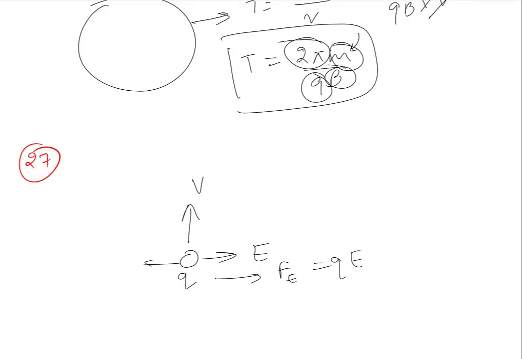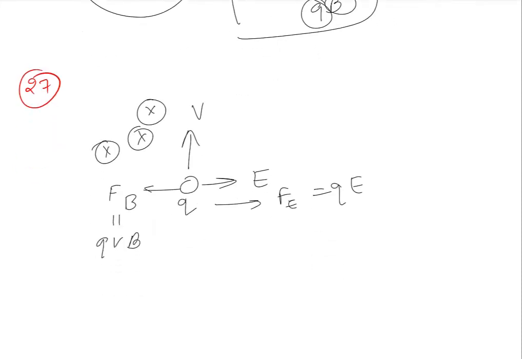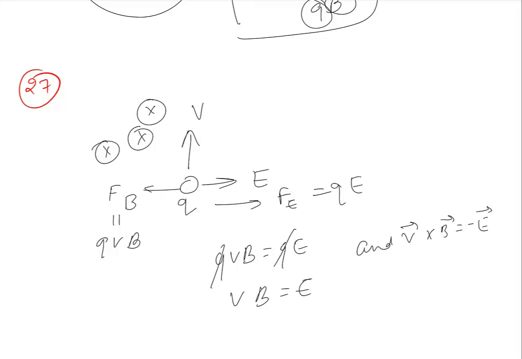Now equal and opposite amount of magnetic force will occur in this direction to make it go undeflected. So this FB acting in this direction will be equal to QVB. So for this we need magnetic field to be into the paper. So we can equate these forces. QVB equals QE. So Q gets cancelled. V into B must be equal to E, and also V cross B must have opposite direction of E vector so that they will be in opposite direction. So these are the only two conditions.